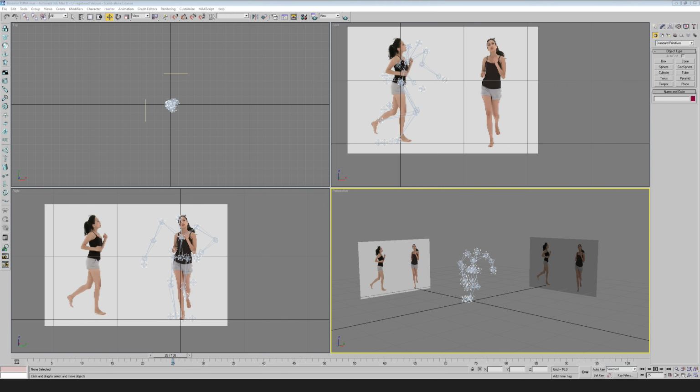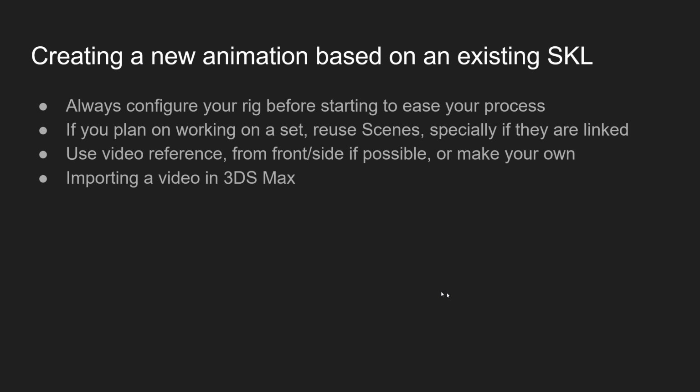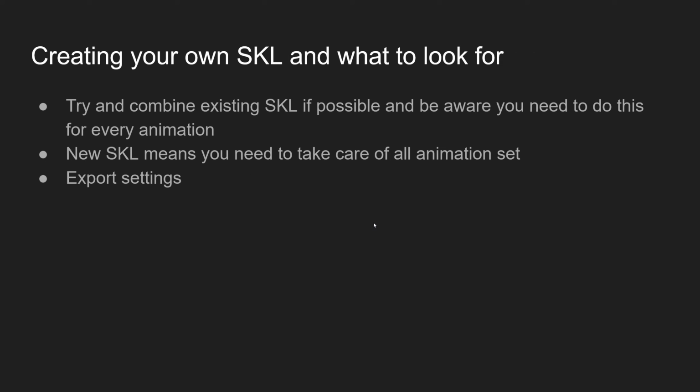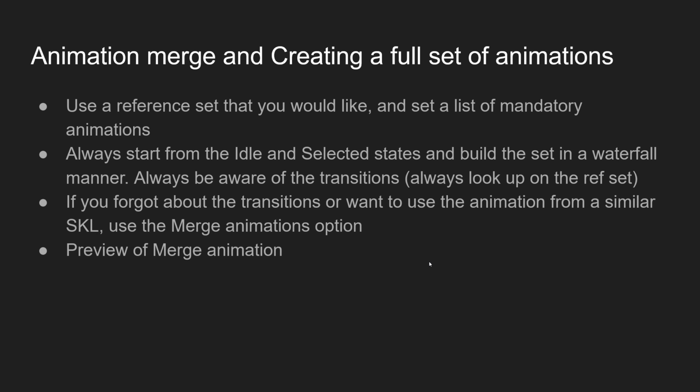Nice. Okay, so I showed you the import part, using video references, and then creating your skeleton and animation merge and creating a full animation. So that part that I showed you, that you could import an animation to already rigged stuff, that's doable. But I'll show you next week because it will be shorter.